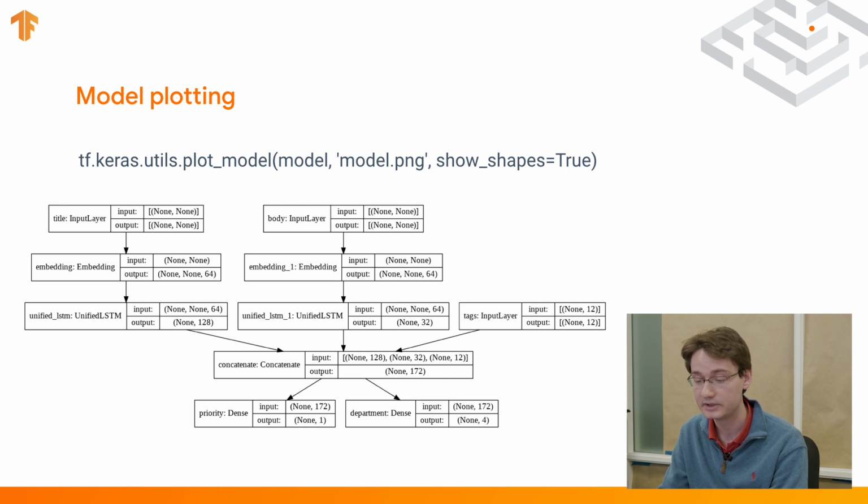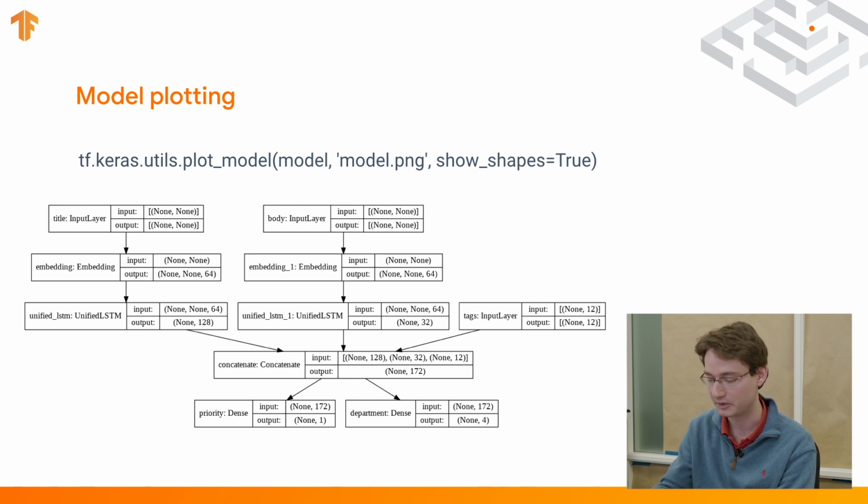And yeah, model plotting, which is something we already saw, it's pretty useful when you want to check the correctness of the DAGs that you're building, unless they are too large, in which case it's not super interpretable. So this is just a very simple 3-input, 2-output model where you have some title field, some body field, some tags field. You're doing some processing, and you end up with a priority prediction and a department prediction. So this is just something from some random tutorial.